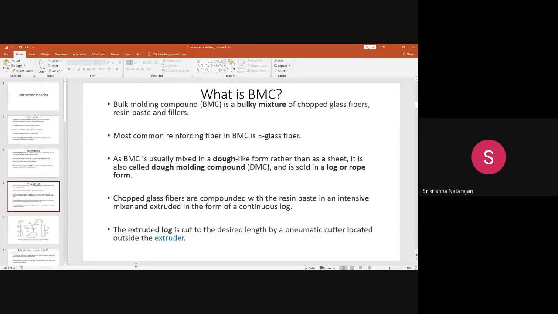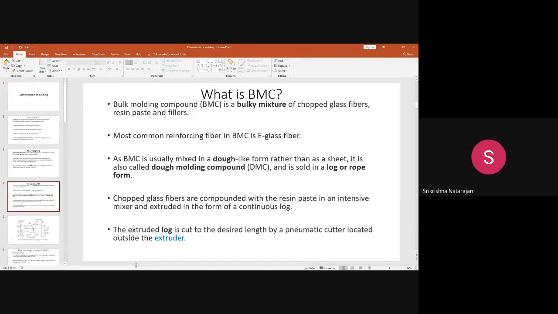So that is the dough. This BMC is usually mixed in the form of a dough, and the mixing of these chemicals, pigments, fibers, and matrix is performed with the help of equipment which has a complete setup. I will just show you the diagram. The material which is produced is in the form of a dough. It will be sold in the form of a log, which is like a wooden log, or in the form of a rope.